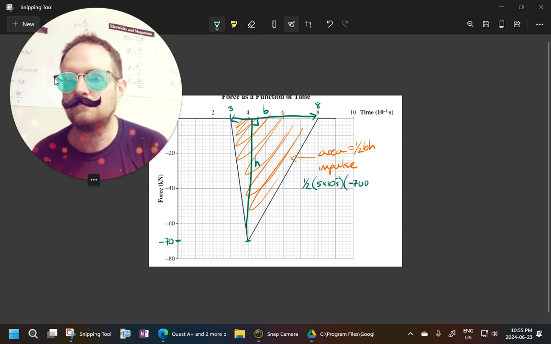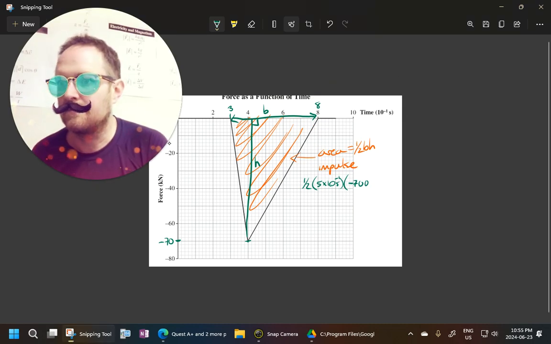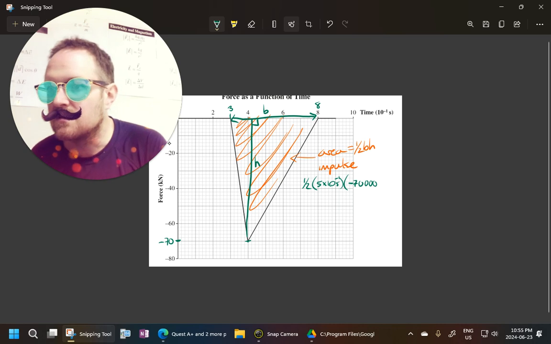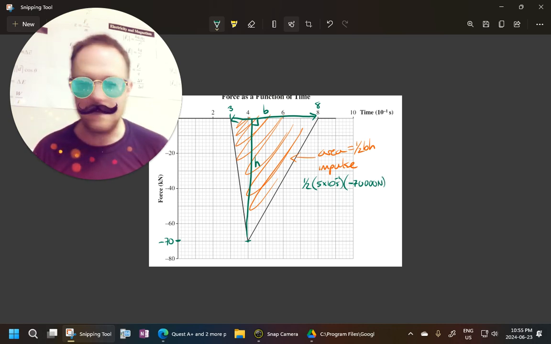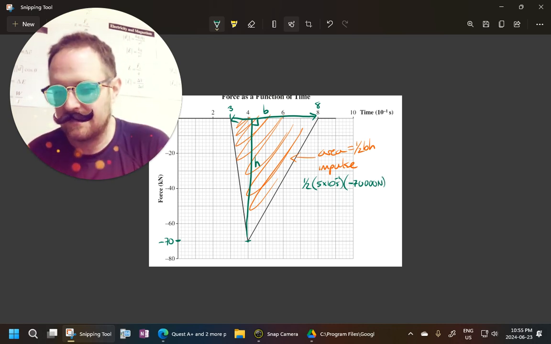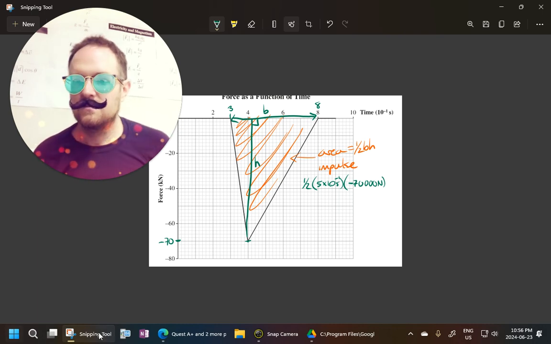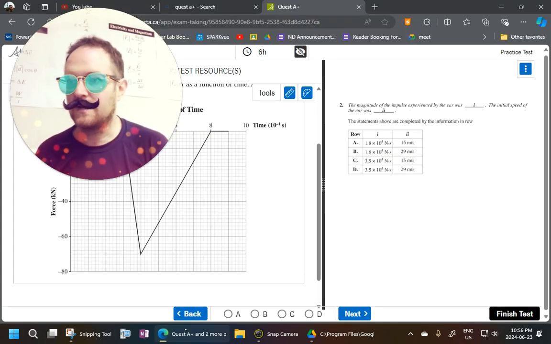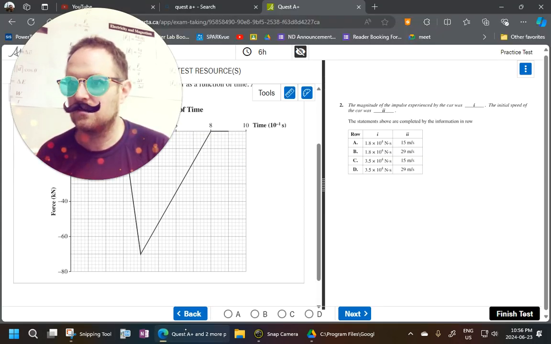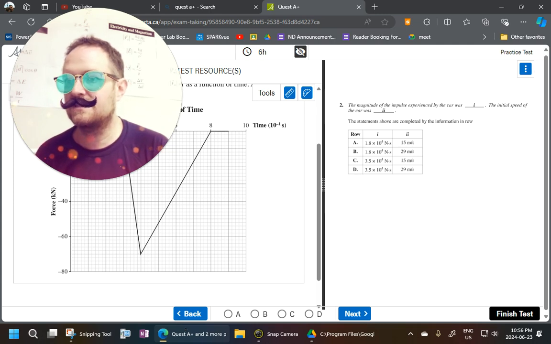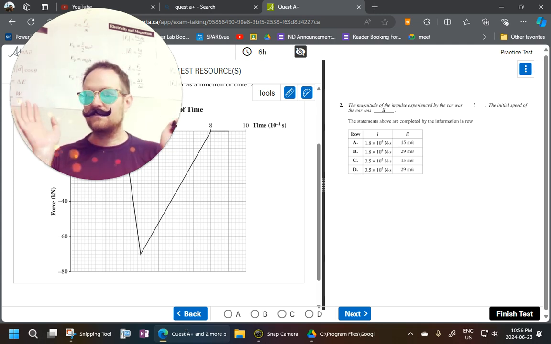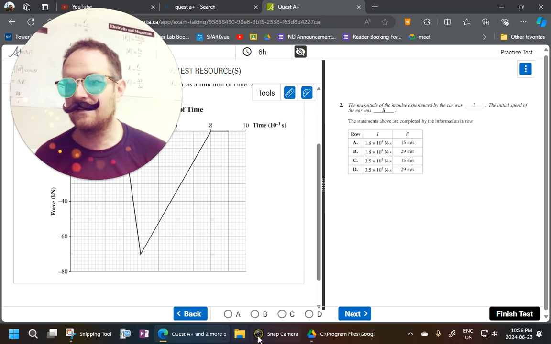Okay, 70,000 newtons. Let's put that in there. So 1/2 times 0.5 times 70,000. Right now I could already cross off two answers. It can't be C and D, so cross those ones off. It's got to be A or B. Now we've got to determine that initial velocity.